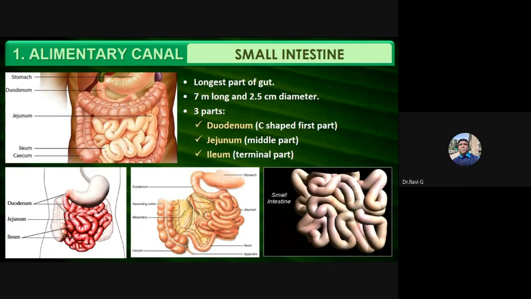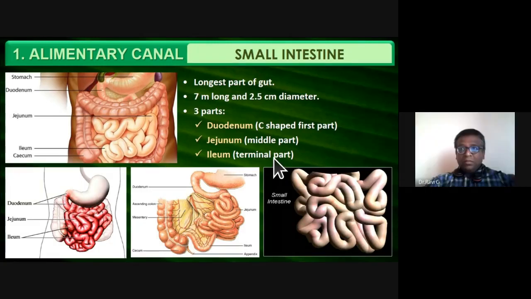The duodenum is the first part, which is C-shaped. The jejunum is the middle part. The ileum is the terminal part. So 7 meters long, just assume how tightly it is packed within our abdomen. And it has a 2.5 centimeter diameter.